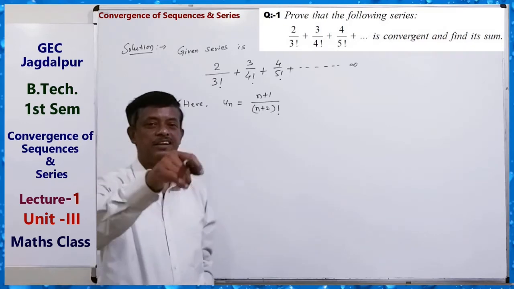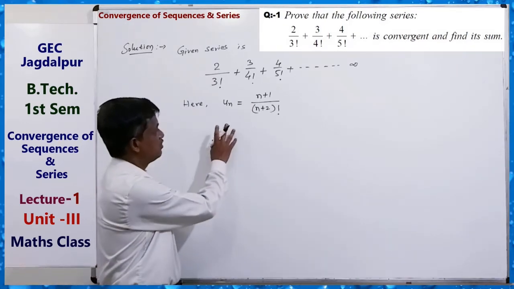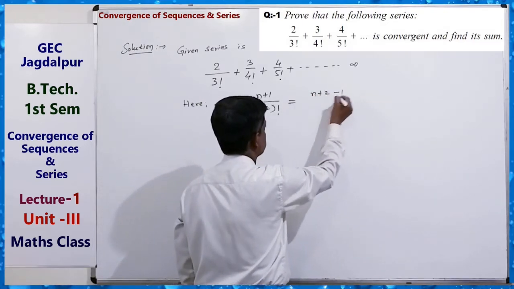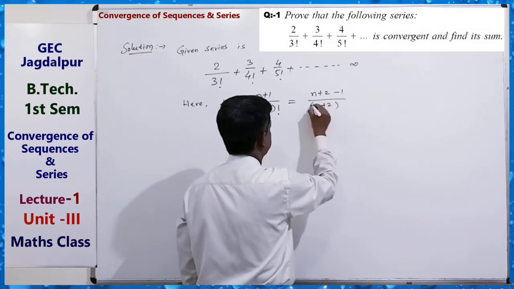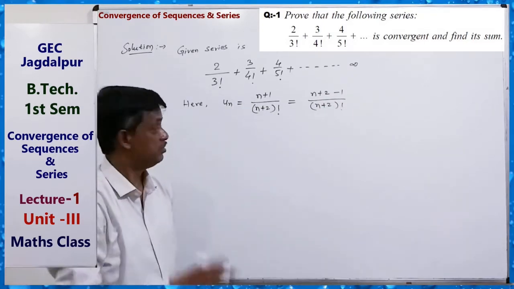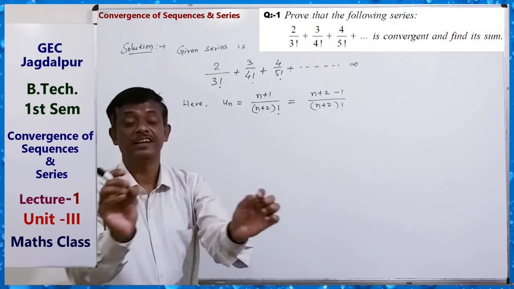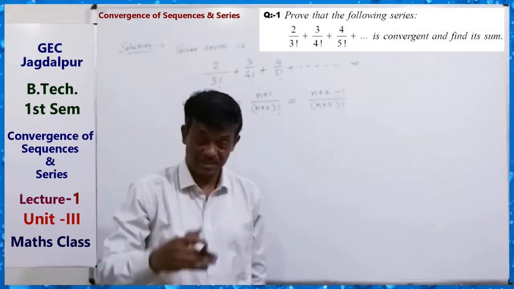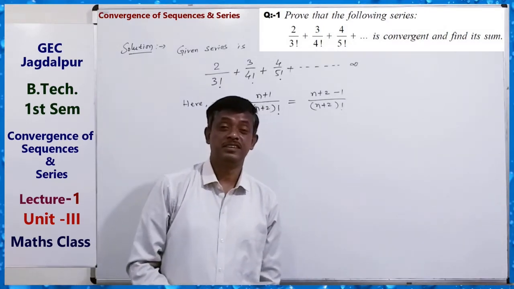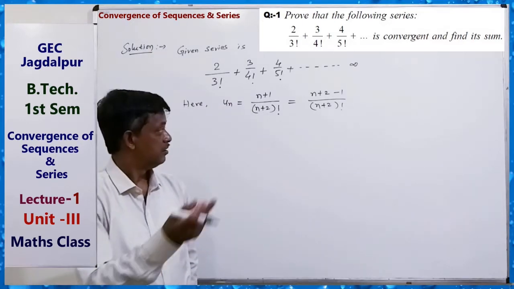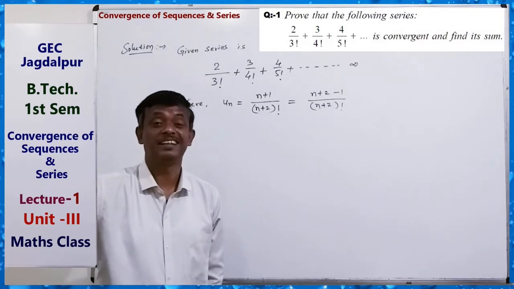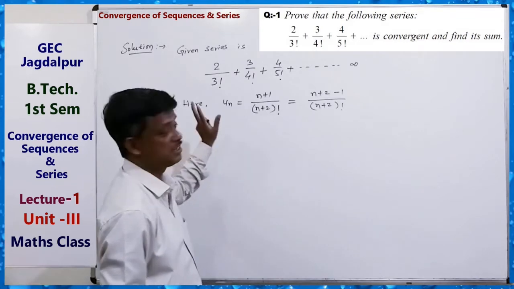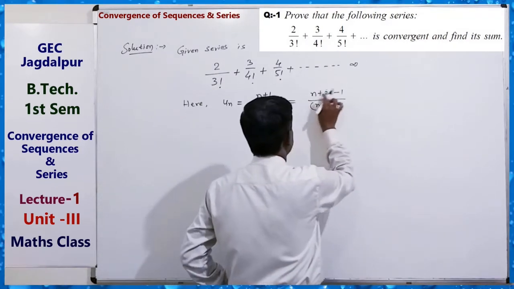Now our target is what? Finding Sn. In this case, we know in the factorial case, we can convert it like this: n plus 2 minus 1 upon n plus 2 factorial. Just we do this type of process for finding Sn. Okay, so finding Sn is not always simple. That's why we are using different types of tests, using the nth term without Sn.